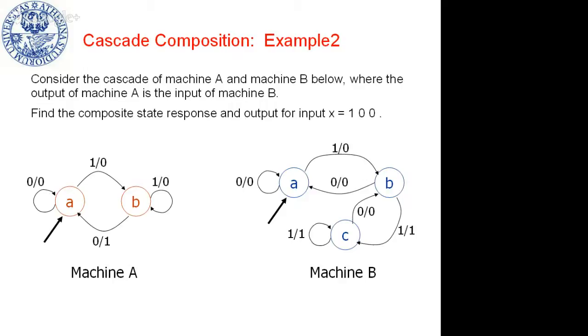If you are in BA and you get as an input 1, B is going to stay in B, you produce 0, A is going to stay in A. So you stay in BA, and again it produces 0.